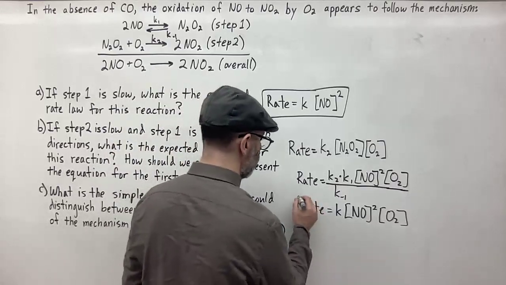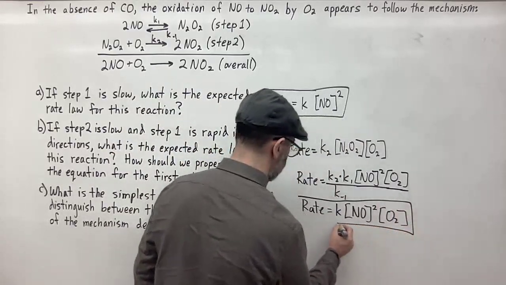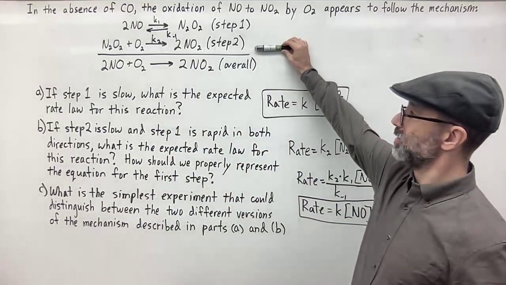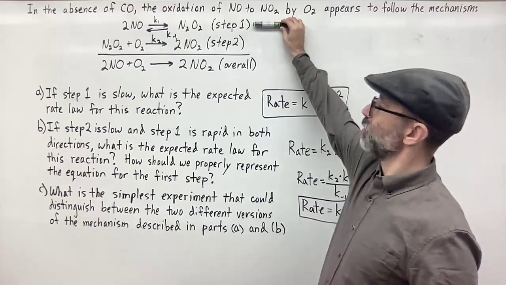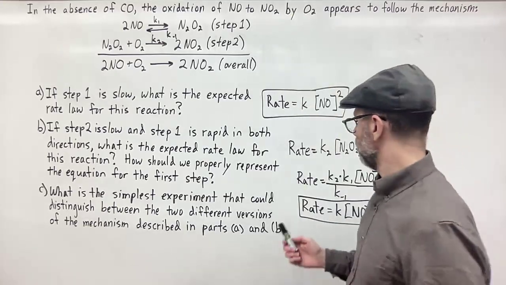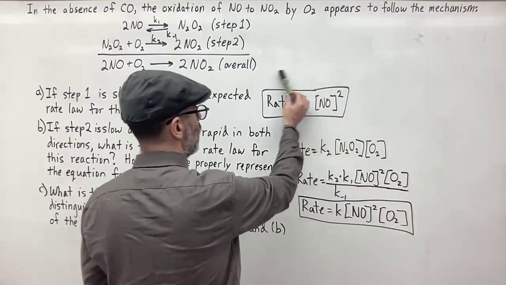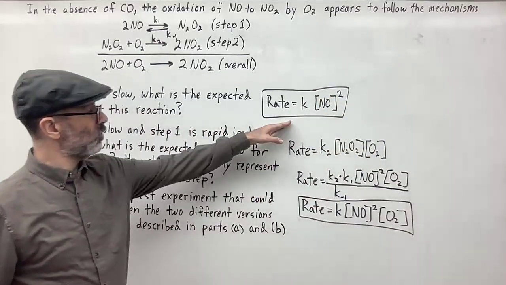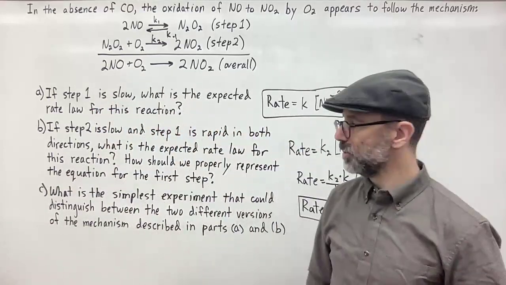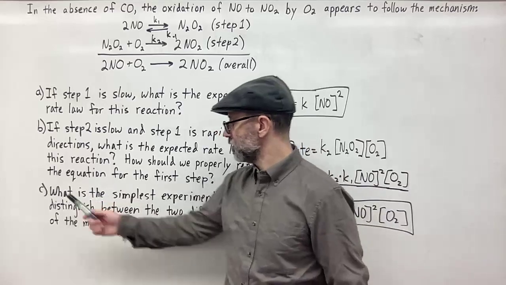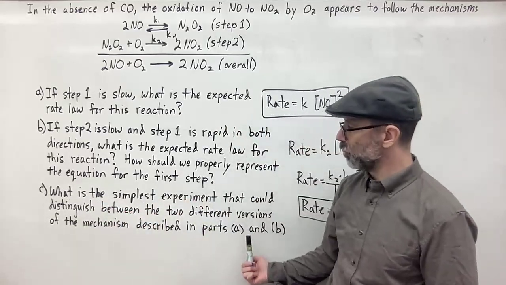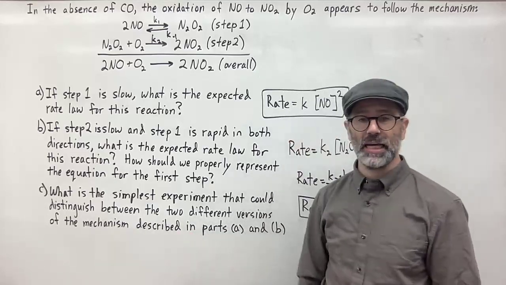And so this would be the rate law, according to the mechanism for part B, if the second step is the slow step and the first step is a fast step at equilibrium. And so we get these two different rate laws. So this is the rate law if the first step is slow. This is the rate law if the second step is slow. Okay, what about part C? So part C asks us, what is the simplest experiment that could distinguish between the two different versions of the mechanism described in parts A and B?